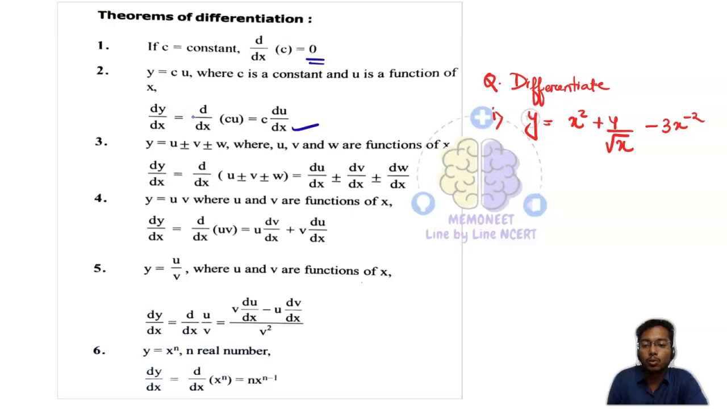When y is equal to u into v, we differentiate one by one. First we differentiate one of the functions by keeping the other constant. Here we keep u as a constant first, so u into dv upon dx, plus, keeping v as a constant, v into du upon dx. This is the product rule. Then y equals u upon v, we have dy upon dx is equal to v du upon dx minus u dv upon dx, upon v square.